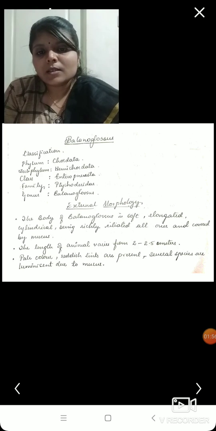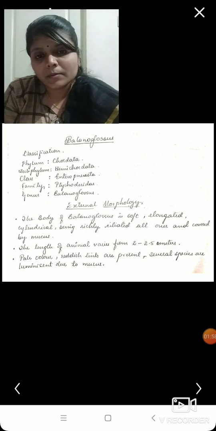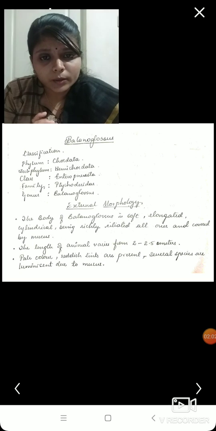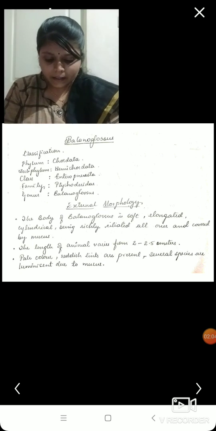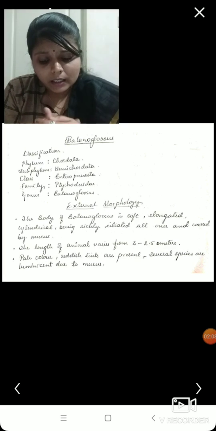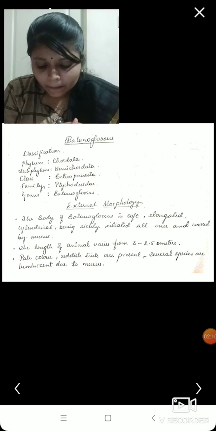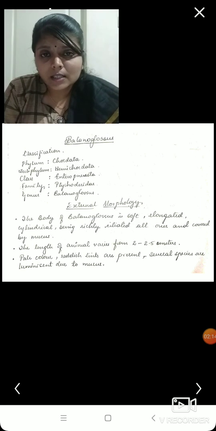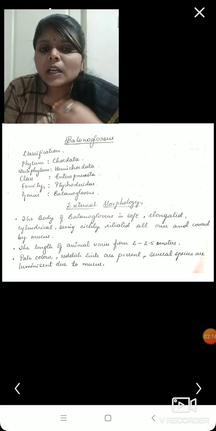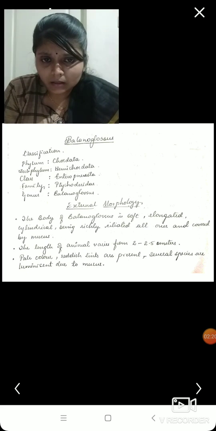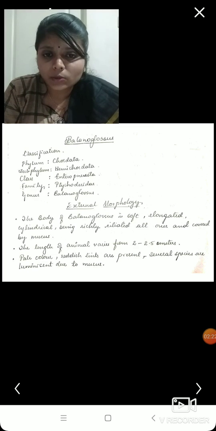So the Balanoglossus is basically classified into the phylum Chordata, subphylum Hemichordata, class Enteropneusta, and you have a family called Ptychoderidae, and the genus is Balanoglossus. So external morphology is what we are going to study today.